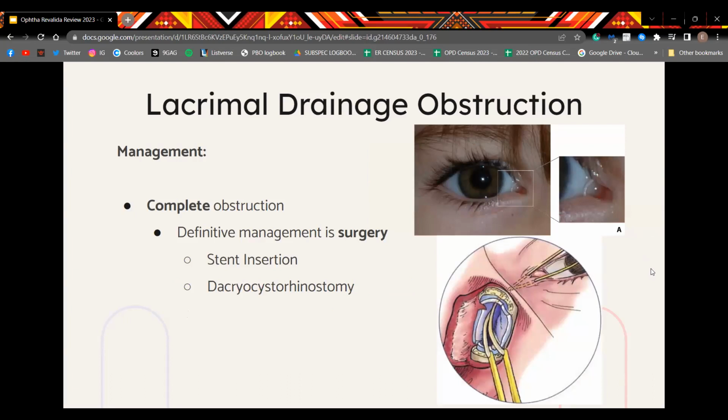Kapag complete naman yung obstruction, the definitive management here would be surgery. Medyo out of scope na to, expected na alam nyo. Pero if you wanna be bibo, you could discuss na ang definitive management is surgery in the form of stent insertion or dacryocystorhinostomy.